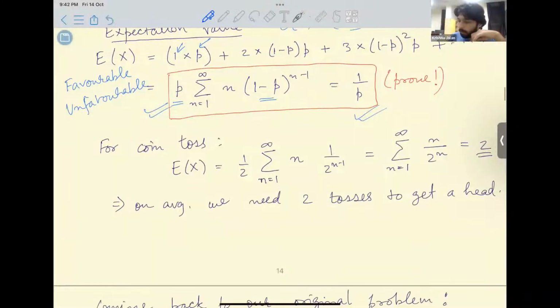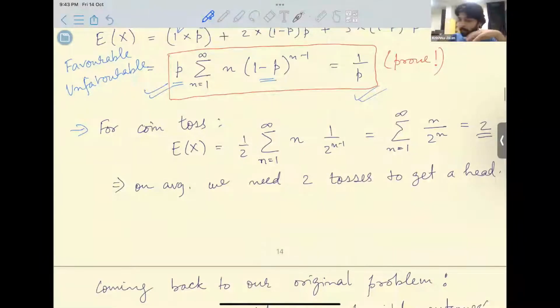So for our coin tossing experiment, on average, we need 2 coin tosses to get a head, which is very intuitive, right? A coin has only two faces, head or tail. So on average, we need two tosses to get a head. That's what it means. That is very intuitive in some sense.